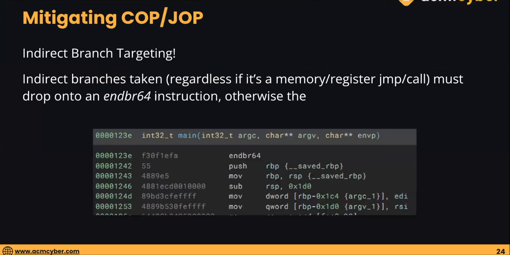So, how is a COP or a JOP mitigated? In Linux, there's this thing called indirect branch targeting, where at every arrival site of an indirect jump or indirect call, there is an instruction called ENDBR64. If the indirect branch does not land on such an instruction, the program will abort. I'm not sure exactly what happens, but it will probably abort. That's the mitigation against call-oriented programming or jump-oriented programming.